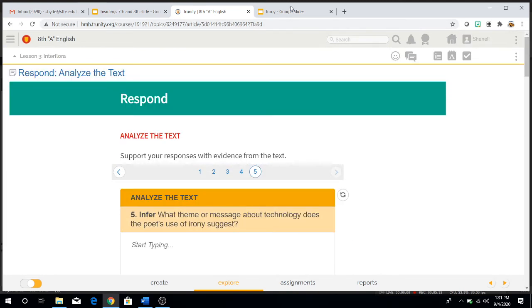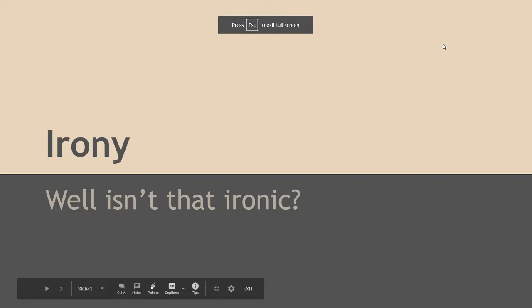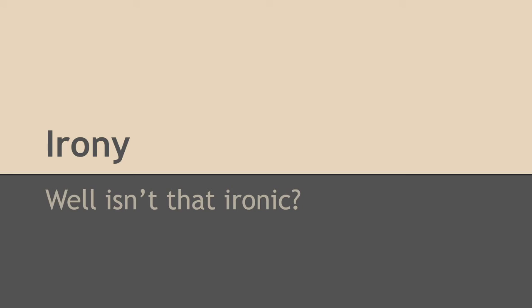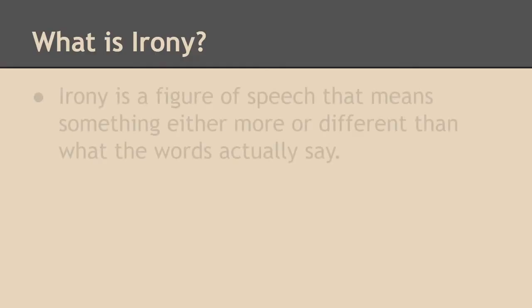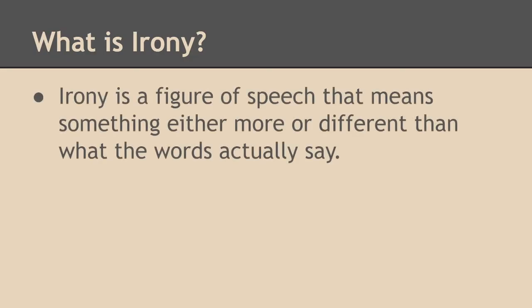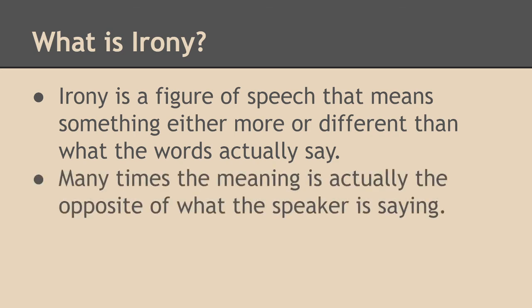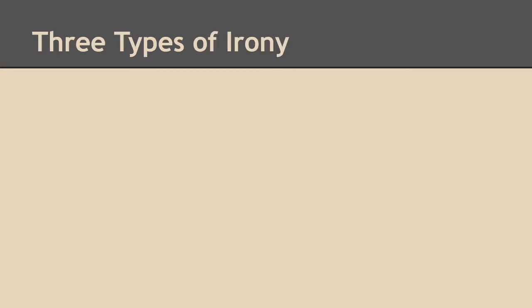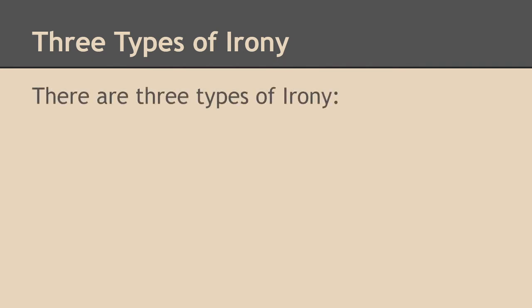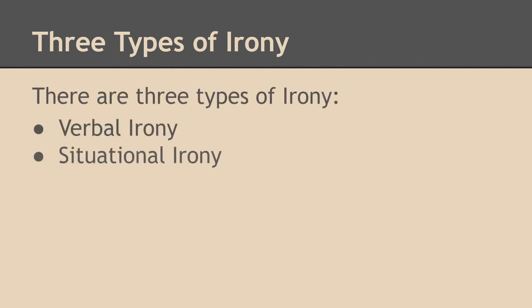I thought it was important too that we got into a little bit more about what irony is, in case you guys have forgotten, because we did cover this last year. And also for those who are new, I don't know if they've seen it before, so it's better to be safe than sorry. Irony. Well, isn't that ironic? What is irony? Irony is a figure of speech that means something either more or different than what the speaker actually says. Many times the meaning is actually the opposite of what the speaker is saying. There are 3 types of irony like we talked about before: verbal irony, situational irony, and dramatic irony.